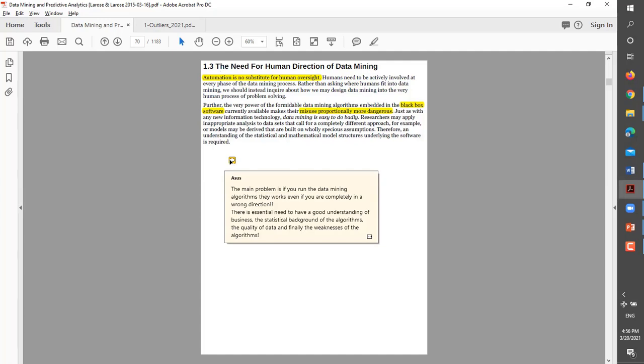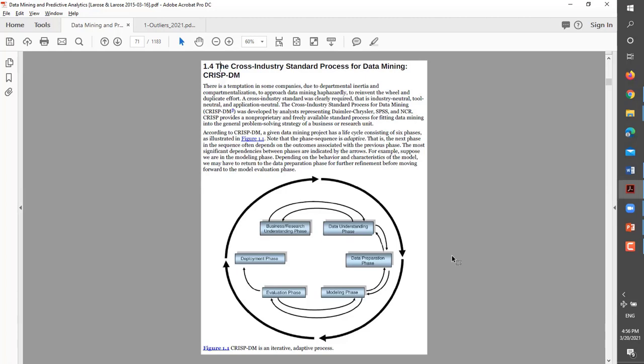So there is an essential need to have a good understanding of business, the statistical background of the algorithms, the quality of data, and finally the weakness of the algorithm. All right, so here they present the CRISP-DM. This is the model. As you can see, they start from the business and research understanding phase.